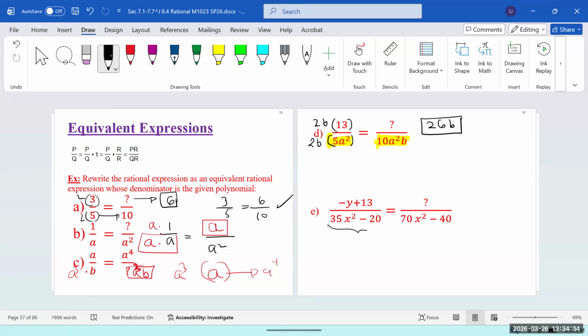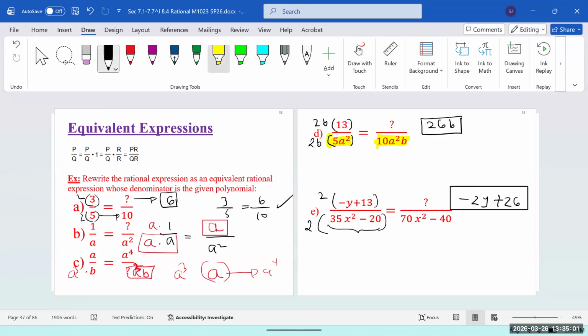The last one, Justin. Negative 2r plus 26. And you're going to take out 2. So you're multiplying by 2. So negative 2y plus 26. Yep.